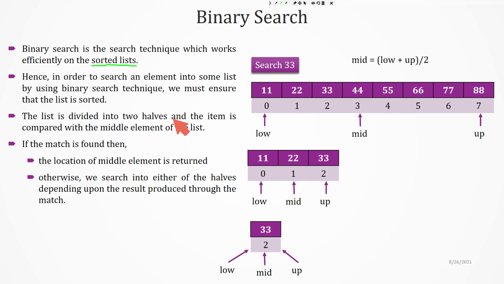The list is divided into two halves, then the item is compared with the middle element of the list. The remaining points I will explain with the help of an example. Here I have an array with 8 elements. 8 elements means the index positions are 0 to 7.